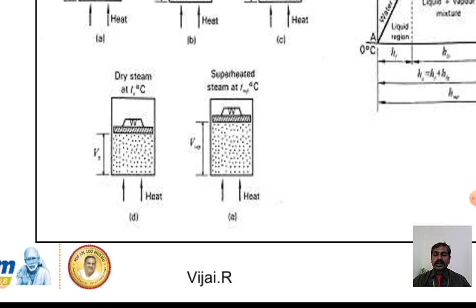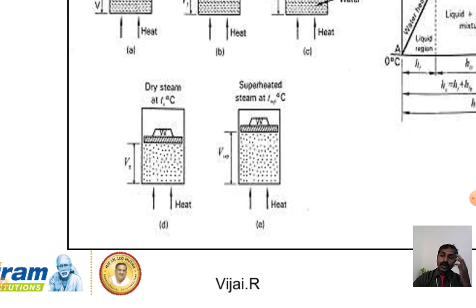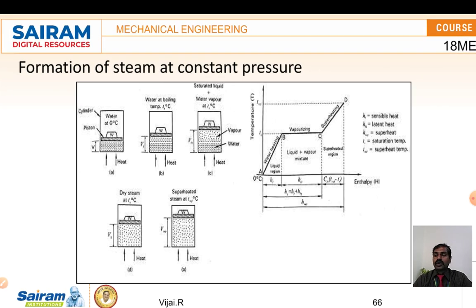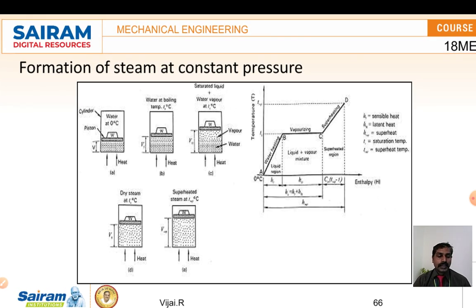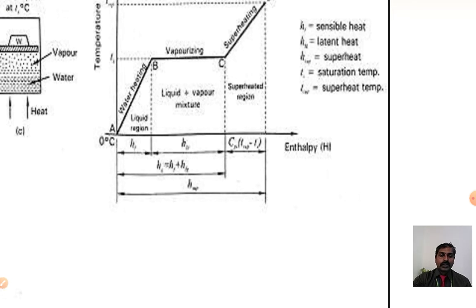In sketch D you can see that when further heat is added, the volume increases, and we get dry steam at the saturated temperature. Normally for water it is 100 degrees centigrade. So the water is totally boiled at that particular temperature. If I still add heat, it becomes superheated steam. So water is not converted directly into steam; it is converted stage by stage. We can see that in this sketch.